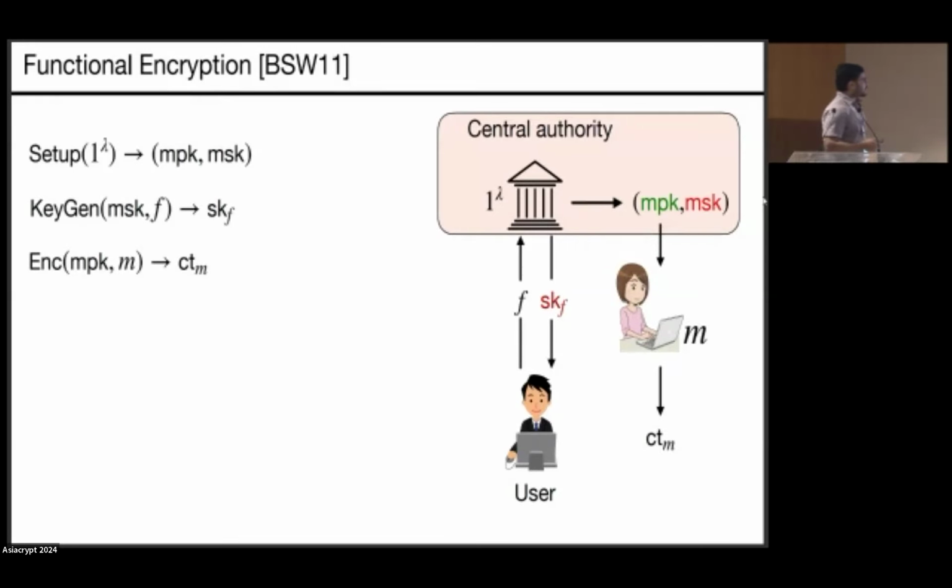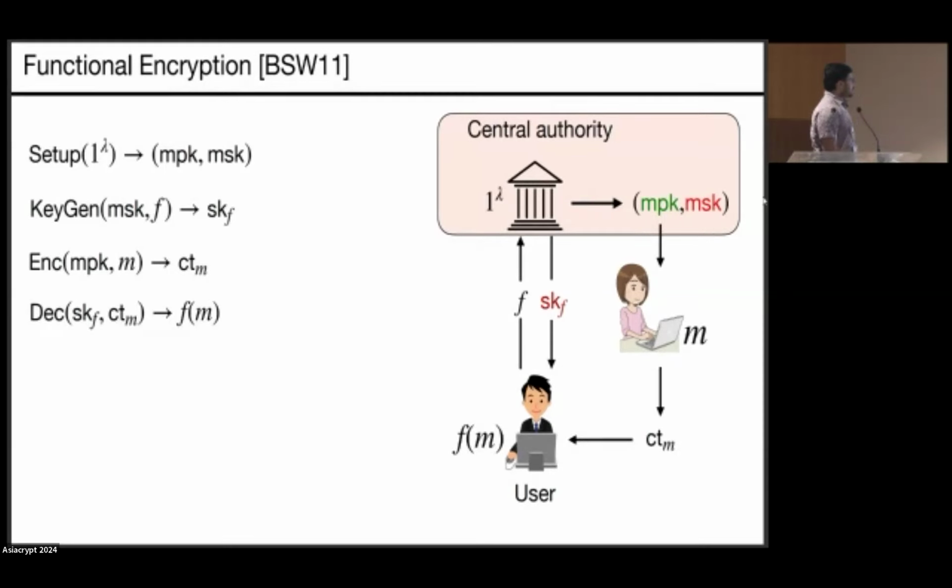Encryption can be done using MPK, and it can be done by anybody, who encrypts the message m and outputs the ciphertext CT_m. Now, decrypting CT_m using SK_f reveals the functional value of the message m, that is f(m). The security of function encryption roughly states that this tuple f, SK_f, and CT_m only reveals the functional value of the message m and nothing else about the message.